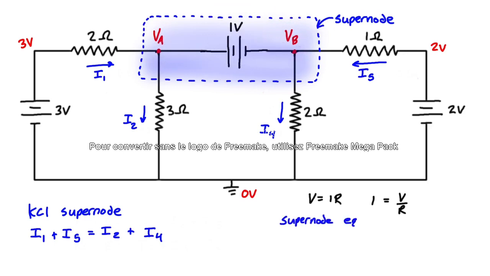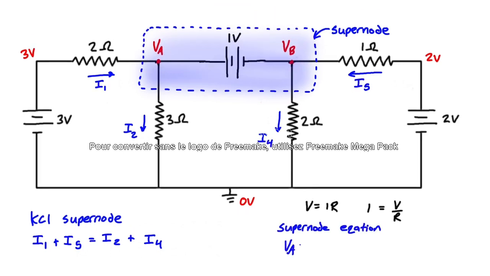So the supernode equation is just VA is equal to VB plus 1. And now we have two equations and two unknowns, and we're going to be able to solve this problem. So that's all supernode is.